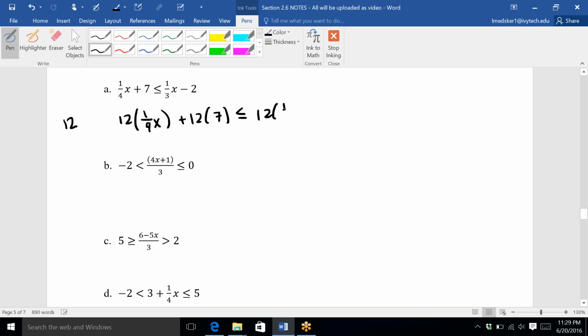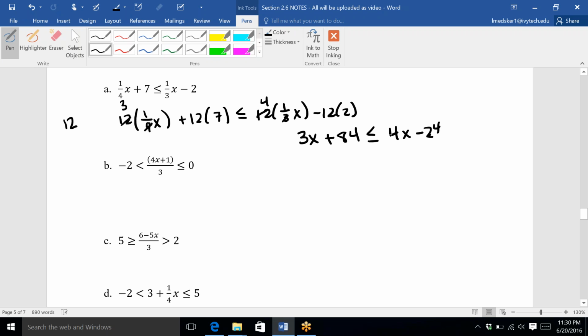So writing it in front of each of the terms, that would make this 4 goes into 12 3 times. So that would be 3x. 12 times 7 is 84, less than or equal to. 3 goes into 12 4 times, so that would just be 4x. And -12 times 2 would be -24.